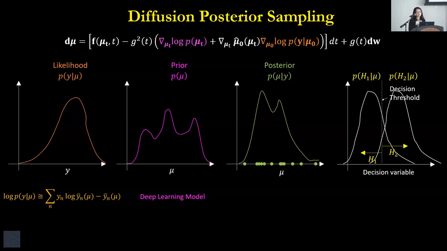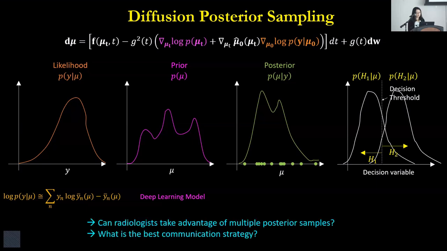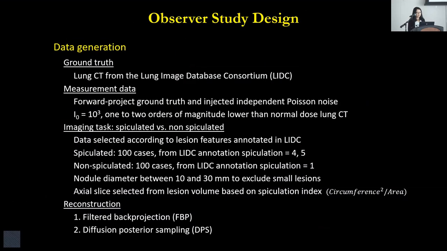And it's likely that presenting multiple samples to the radiologist is beneficial. So the central goal of this investigation is really to answer two questions. First, can radiologists take advantage of multiple posterior samples? And also, what is the best way of communicating information from the posterior to the radiologist? So to answer these questions, we designed an observer study.